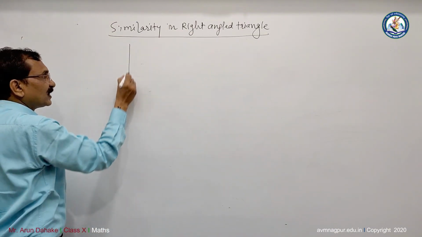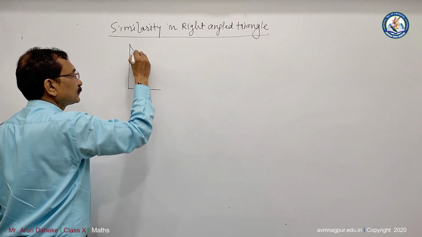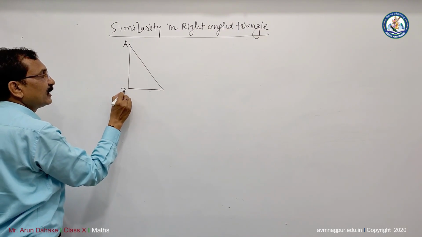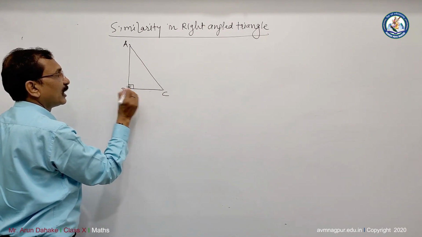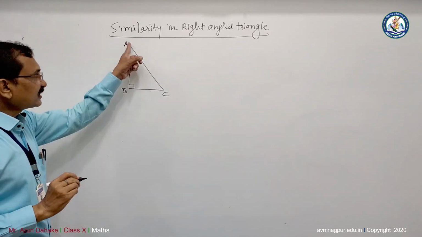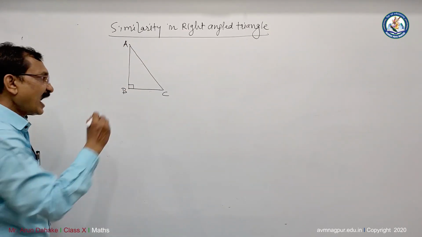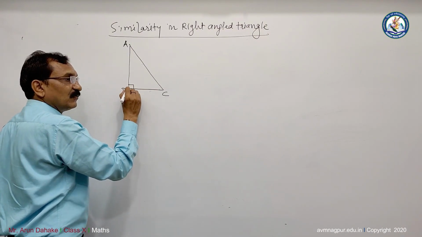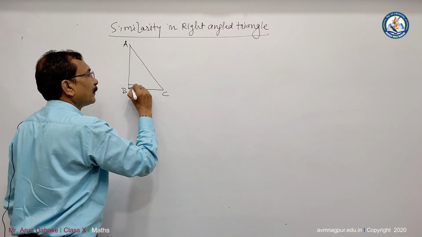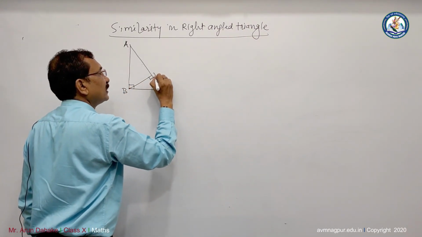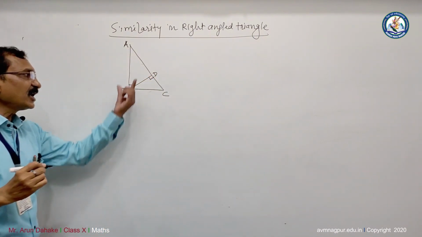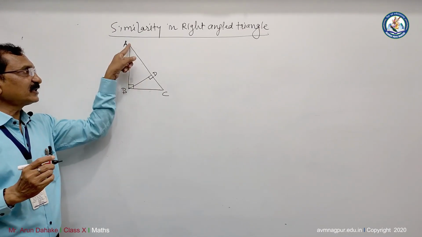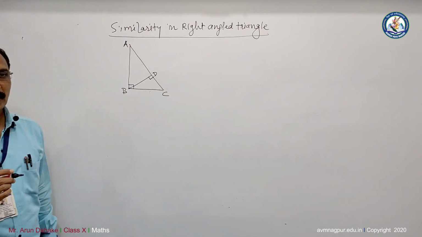If you are taking this right angle triangle ABC, AC is the hypotenuse. And if you draw the perpendicular from this vertex which is at right angle, BD is perpendicular to the hypotenuse. So BD divides it into two parts, AD and DC.